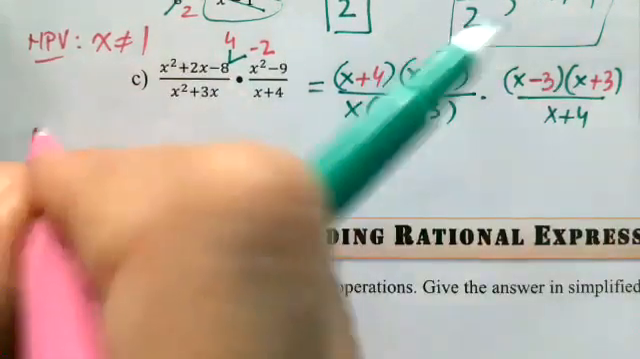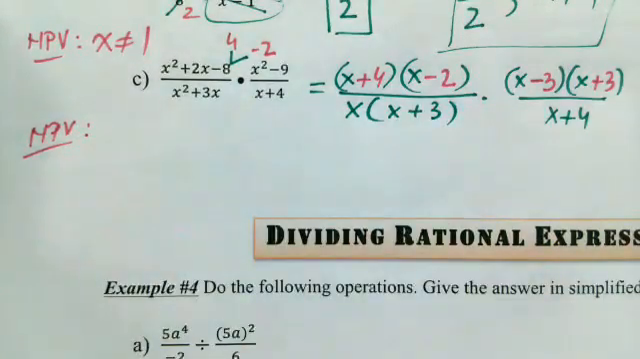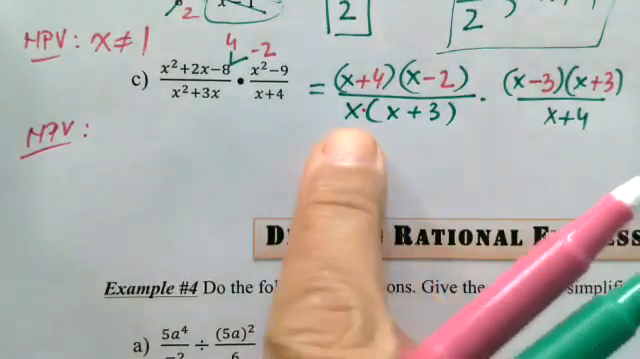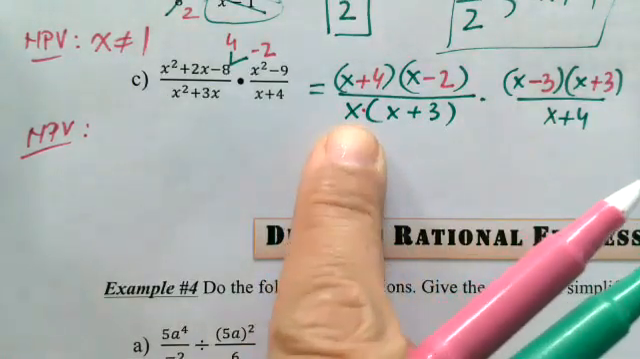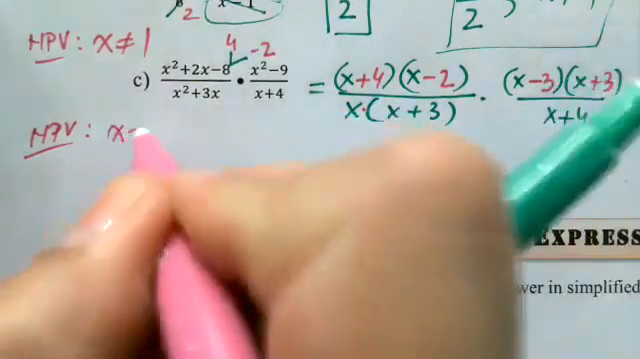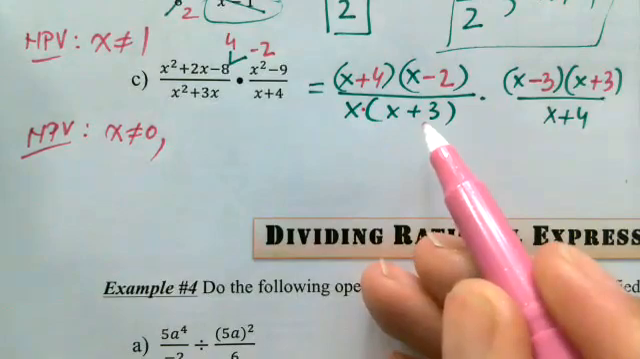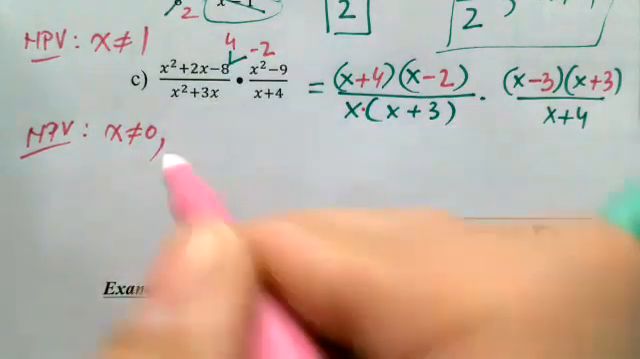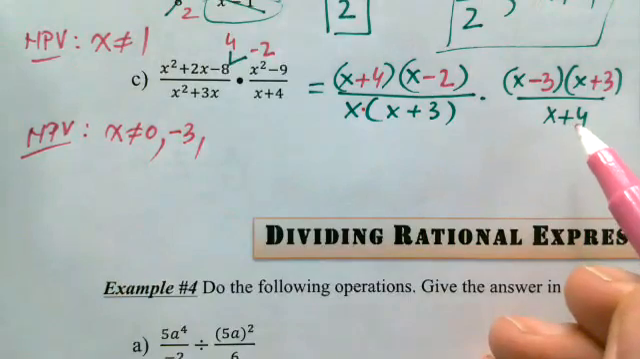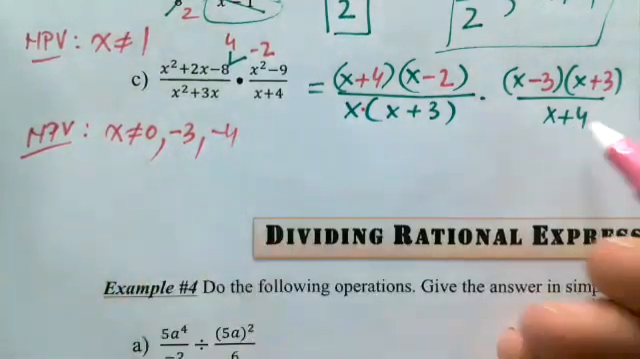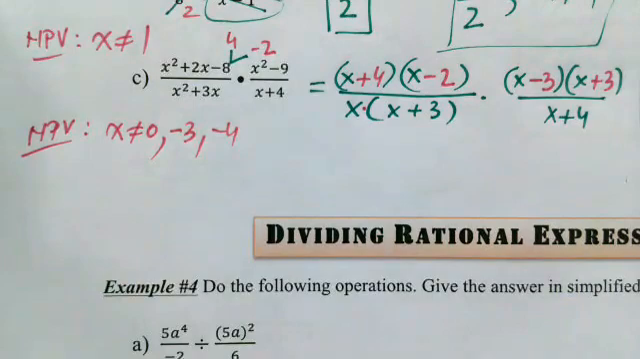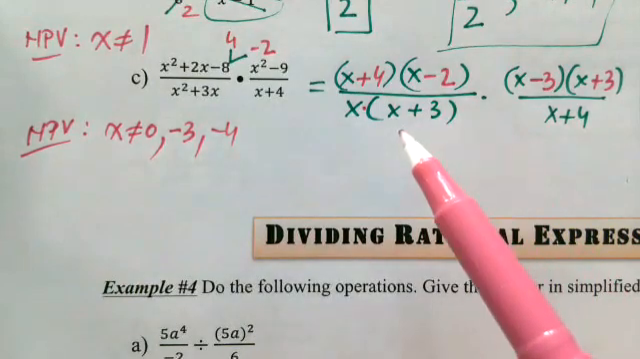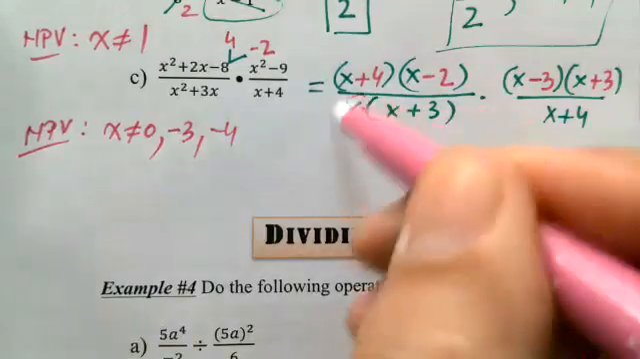Before you start canceling it, if you don't want to forget every single one of your NPVs from the denominator, just take them one by one. So from the first here, the first factor, x cannot be 0. The second one, x cannot be -3, and then x cannot be -4 from the last fraction. Which one? The zeros from here, because this is part of the expression.